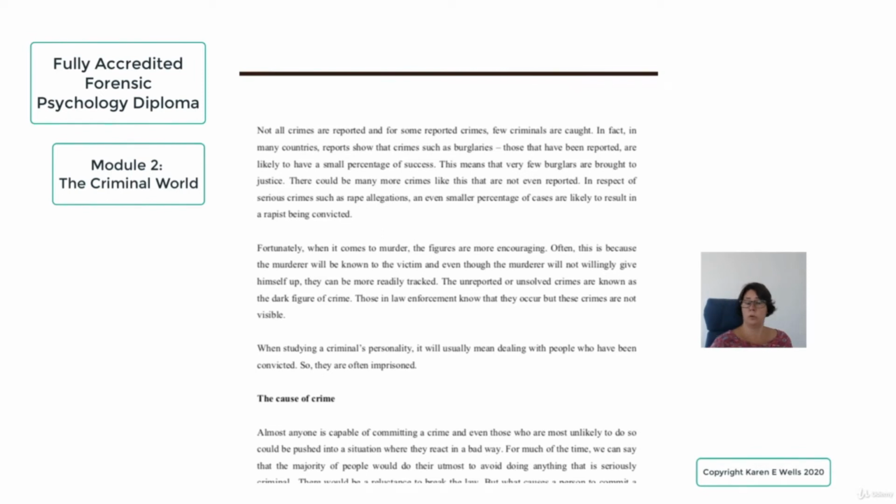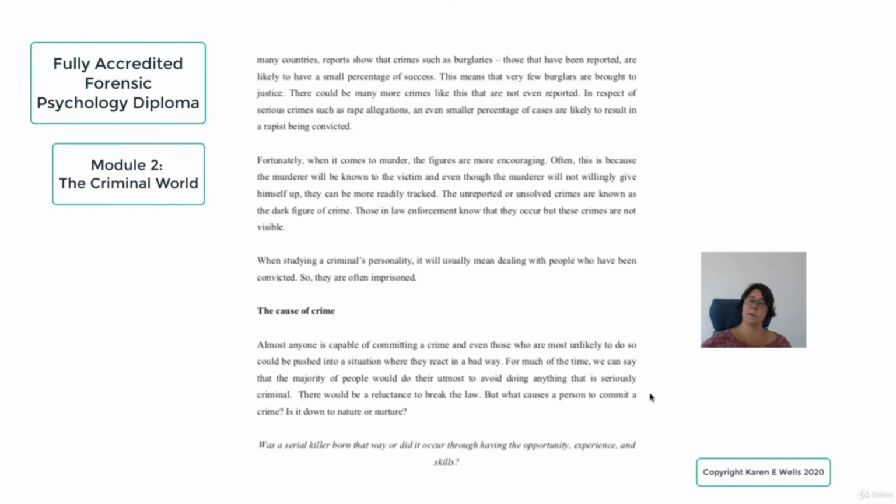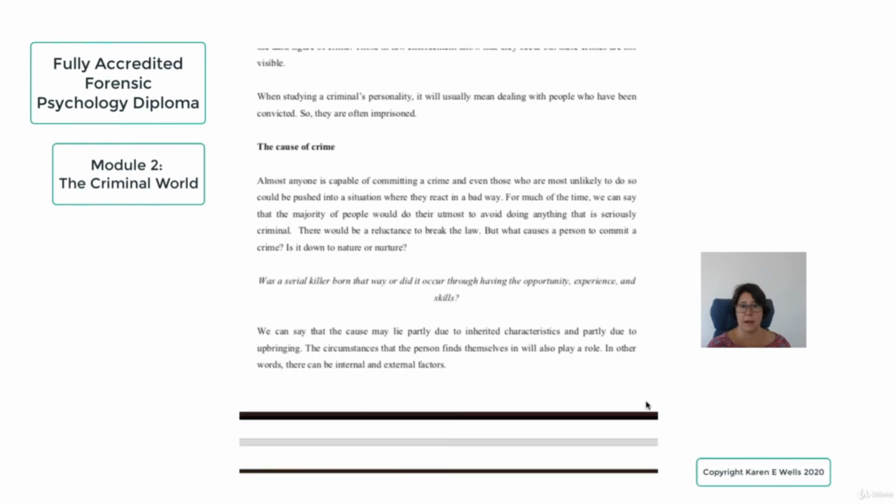So not all crimes are reported, and for some reported crimes, you might say that few criminals are actually caught. In many countries, reports might show that burglaries, for example, that have been reported are likely to have a small percentage of success. It means then that very few criminals that have done that are actually going to be brought to justice. When it comes to something more sinister, like murder, then the figures are more encouraging. Often that's because the person that committed the crime will be known to the victim, and even though they might not give themselves up, they can be more easily and readily tracked.